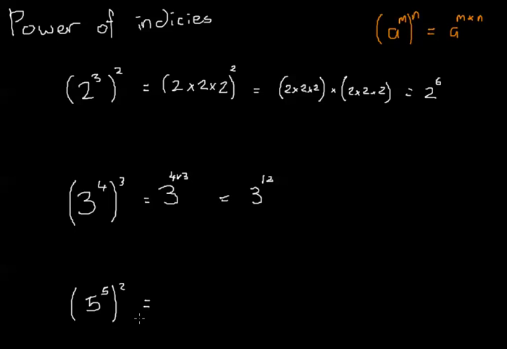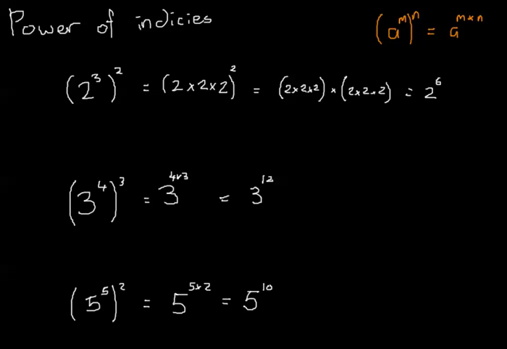Let's have a look at one more. So 5 to the power of 5. So we've got a 5 here as a base. And then we've got to the power of 5 times 2. So 5 to the power of 5 times 2, which equals 5 to the power of 10.